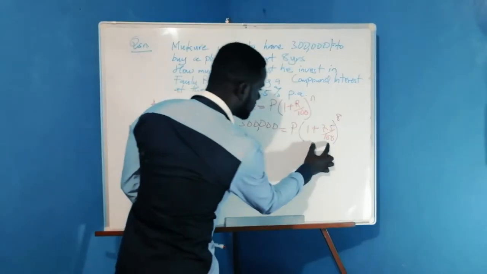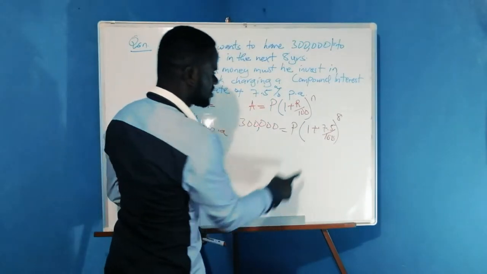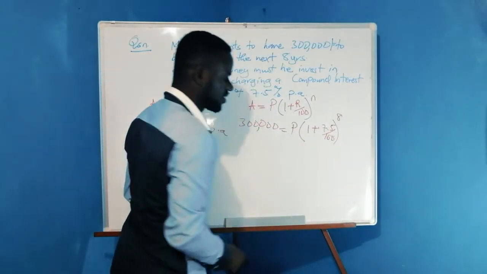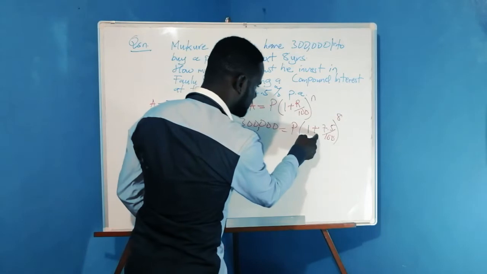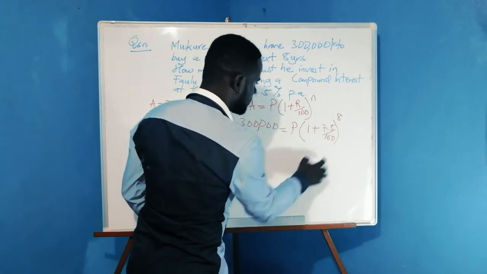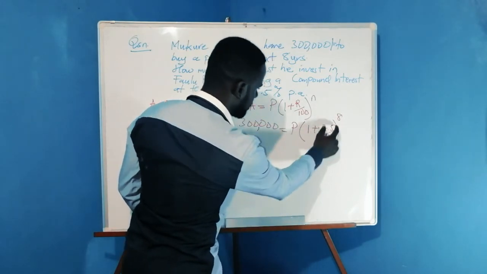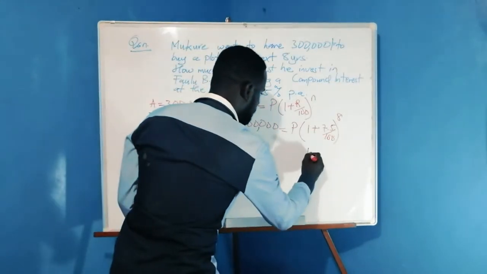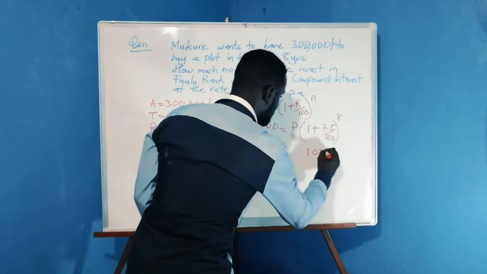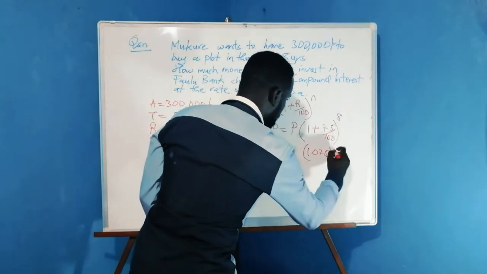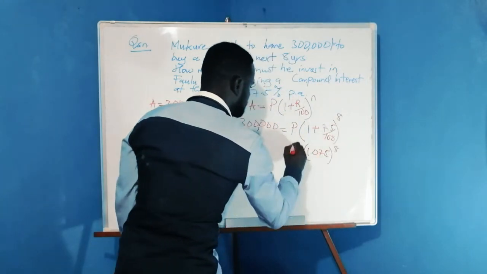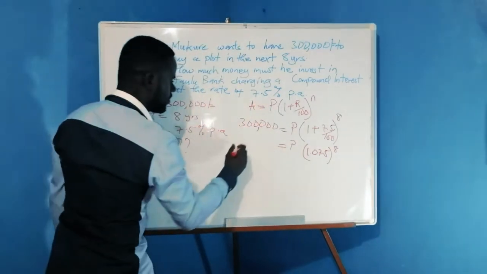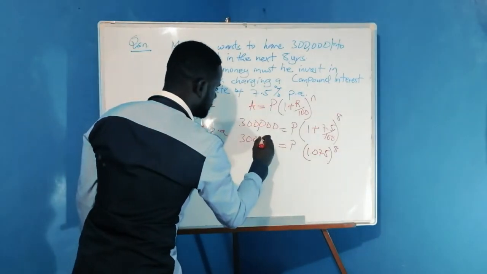Now, let us solve whatever is inside this bracket. So key in all these digits in your calculator. 1 plus 7.5 divided by 100 in bracket. This will be 1.075. All of it raised to power 8 times the principal to be equivalent to 300,000.